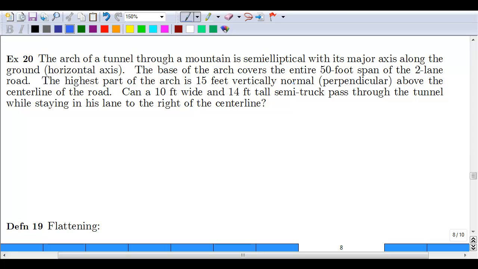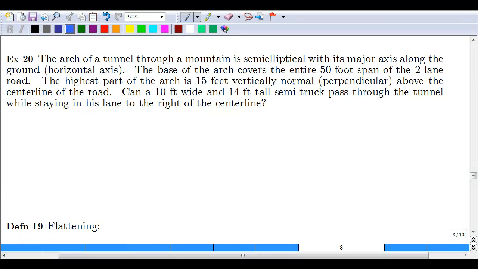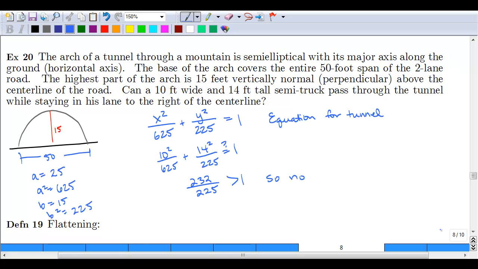Can a 10-foot wide and 14-foot tall semi-truck pass through the tunnel while staying in this lane? And we're assuming to the right of the center line. I just want you to pause here for a second, see if you can figure this one out, see if you can at least draw the picture for it, and then resume the video and we'll work through it.